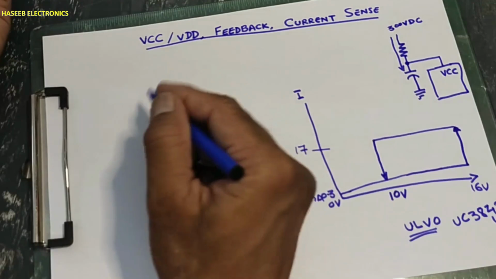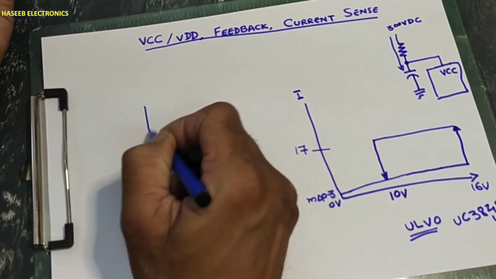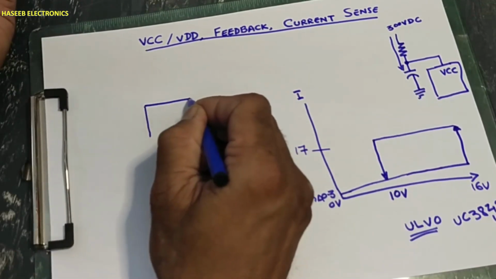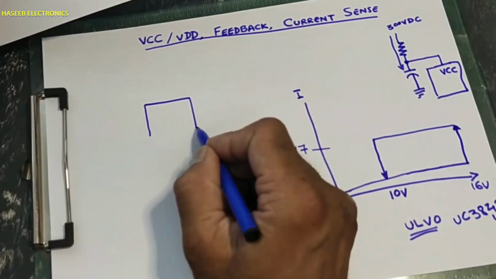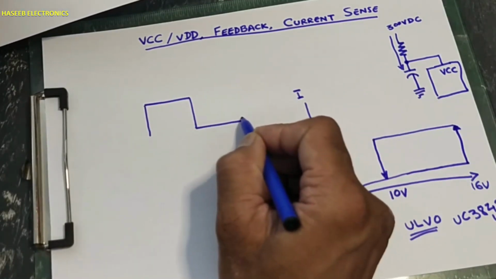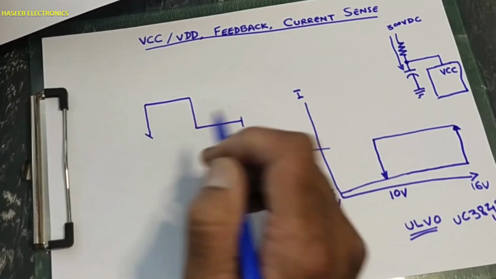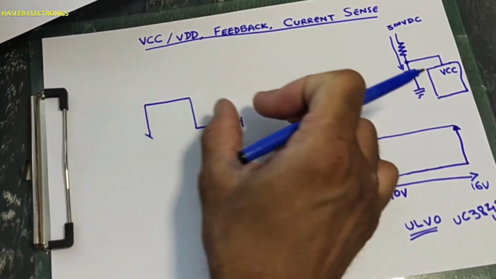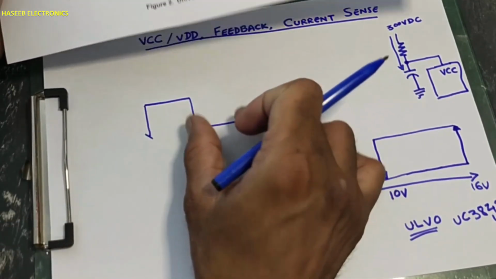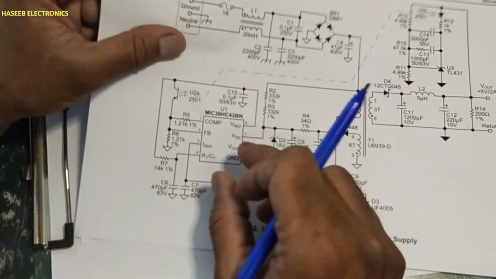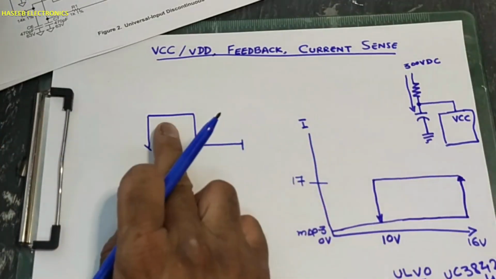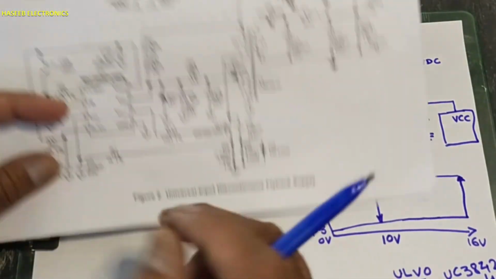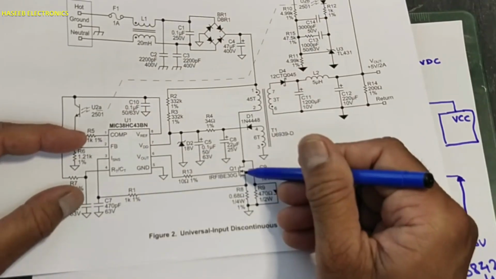It will drive the MOSFET gate. Normally one cycle is considered like this: turn on time, turn off time. This IC will control this turn on time to control the switching of this MOSFET.